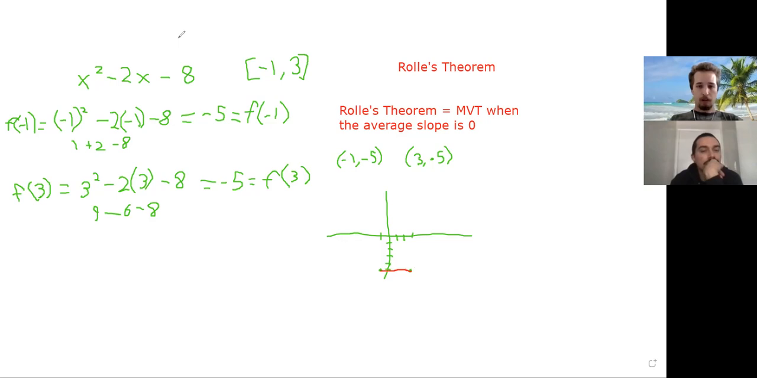Let me put this back to green. Right, this is our f of x. And we know on the interval -1 to 3, the average slope is 0. And so we need to find out where the slope is 0 for x squared minus 2x minus 8 on this interval. And to do that, we have to take the derivative to find the equation of slopes.